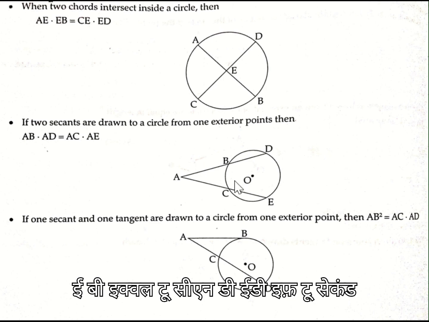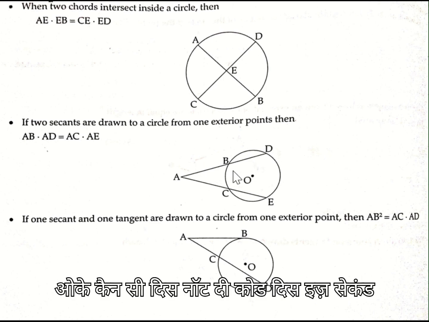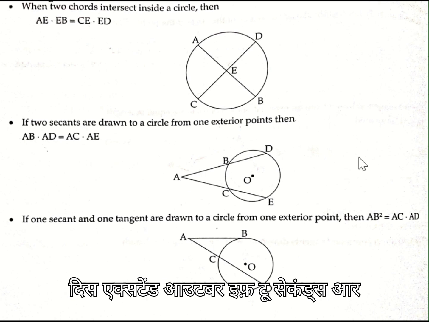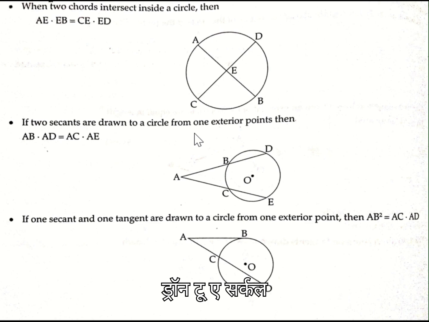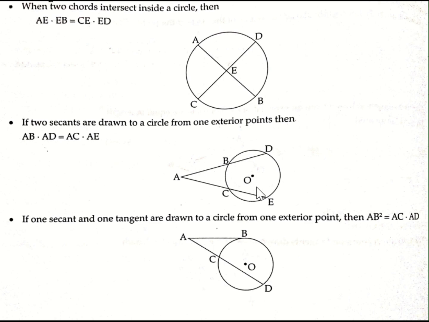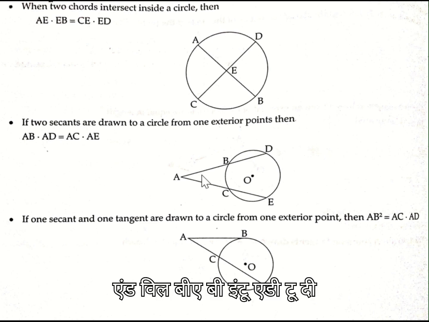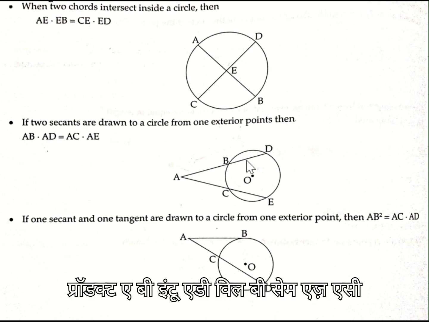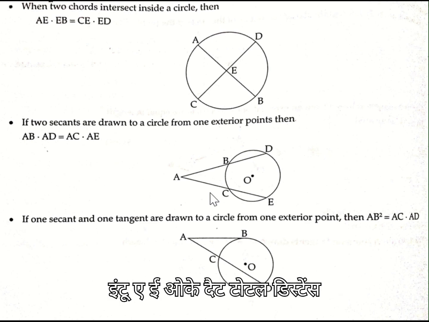If two secants, you can see this is not a chord, this is a secant, which extends outwards. If two secants are drawn to a circle from one exterior point, then the product of AB into AD will be the same as AC into AE.